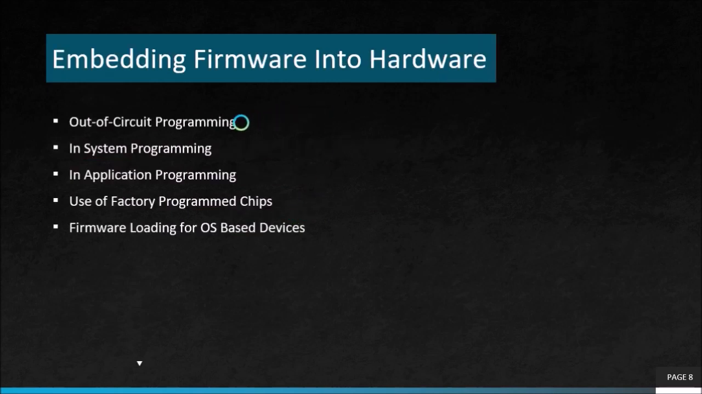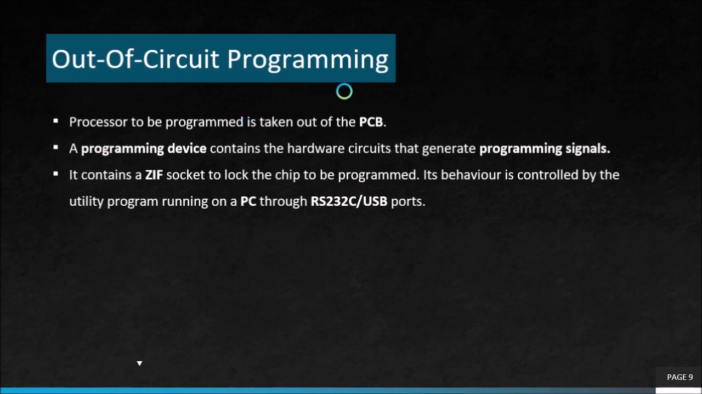We have 5 approaches for embedding firmware into hardware. In this video, I'll be explaining the first 3. The first one is out-of-circuit programming.